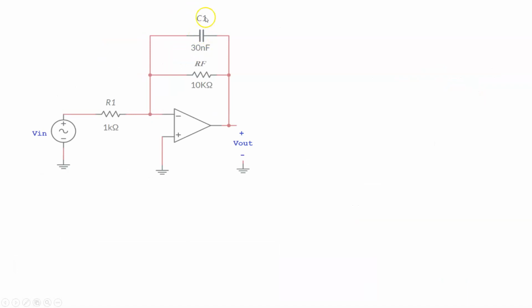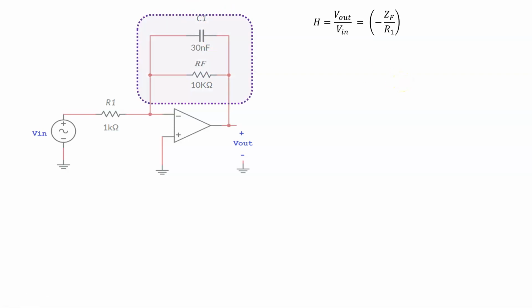In this case, the impedance in the feedback path is basically this capacitor in parallel with the 10 kilo ohm resistor. So that's my impedance. Instead of calling it RF, I'm going to call it ZF. We already saw the transfer function; now if I replace RF with ZF, the transfer function is basically minus the impedance of the feedback path divided by the input resistance R1.